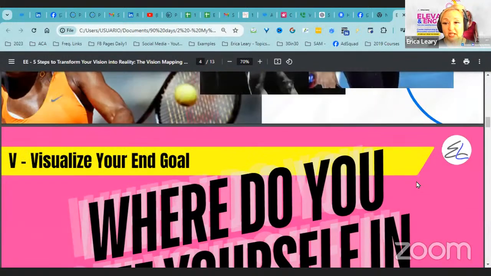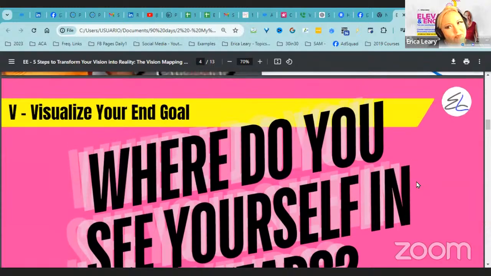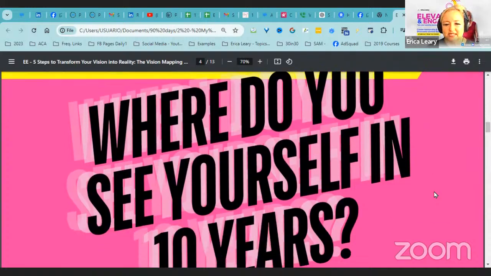All right, here we go. We're starting. If you're writing down your letters, this is an easy one. Give me your guesses below. V: visualize your end goal. So where do you see yourself in 10 years? And if you're 20, you might say, where do you see yourself in 30 years, 50 years, whatever it is that you want to say. Where do you see yourself in a certain amount of years? If you are my age, sometimes I do 5 years. I just like to say, where do I see myself in 5 years, so that I'm not stressing myself out.